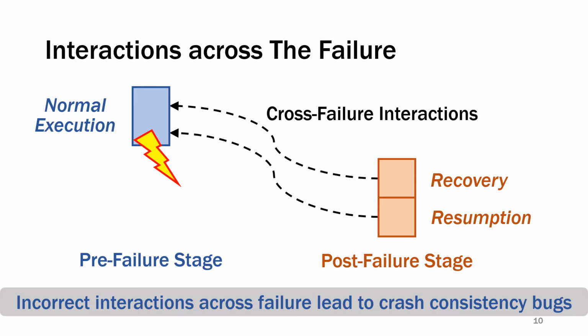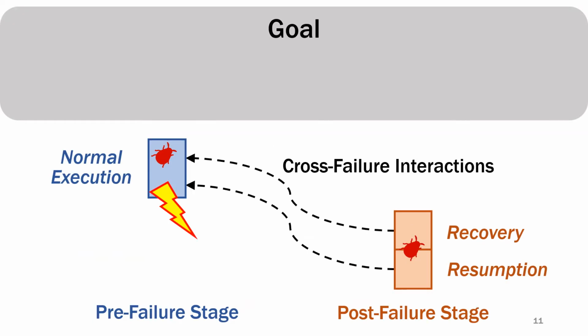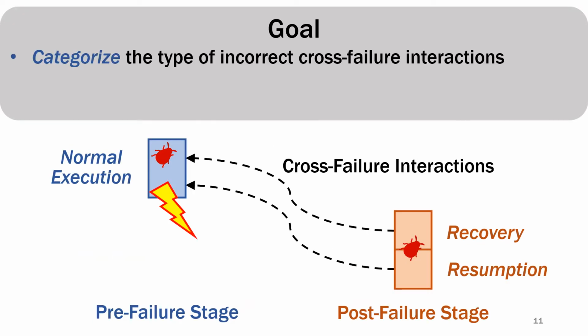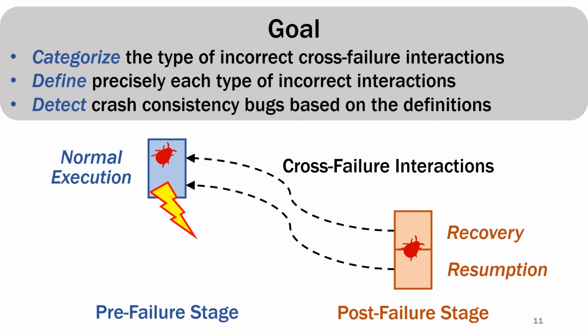And any incorrect interactions across failure can lead to cross-consistency bugs. Therefore, a holistic testing across the failure is necessary to ensure cross-consistency. The goals of this work are: first, categorize the type of incorrect cross-failure interactions; second, precisely define such types of incorrect interactions; and finally, detect cross-consistency bugs based on the definitions.